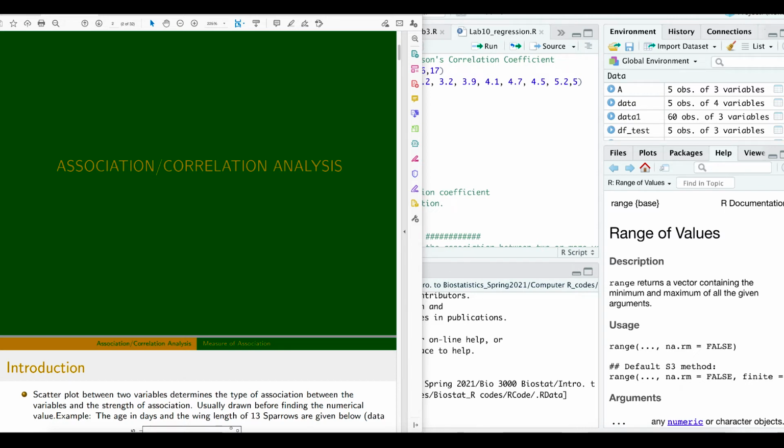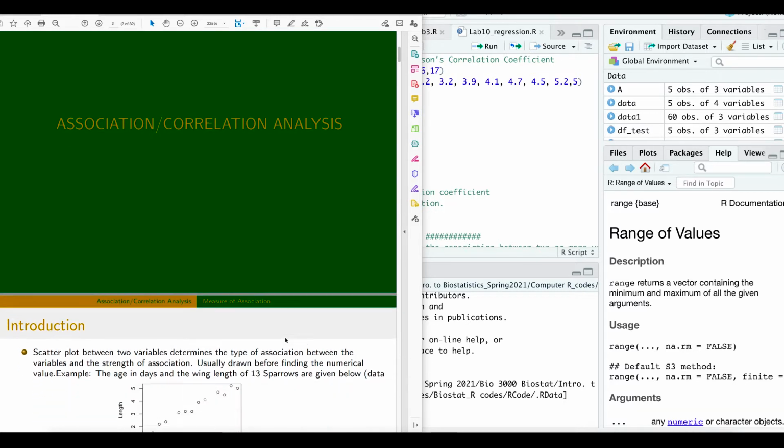In this video, I'm going to talk about the measure of association or correlation and its hypothesis testing. In elementary statistics, you found the correlation coefficient that measures the relationship between two variables. We also call it association for the correlation. That also implies measuring the relationship between the two variables.